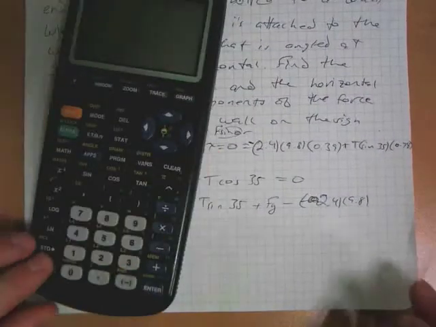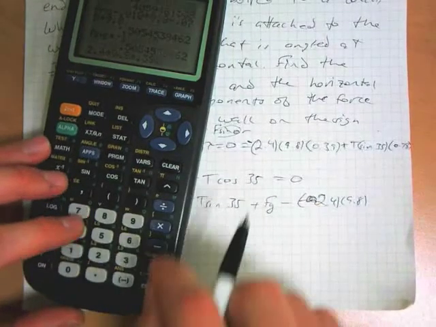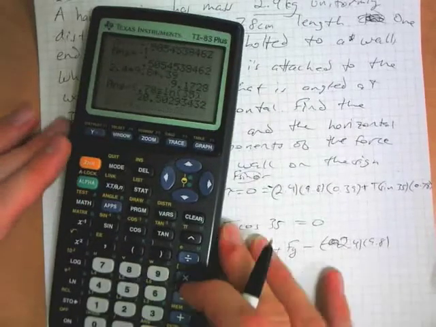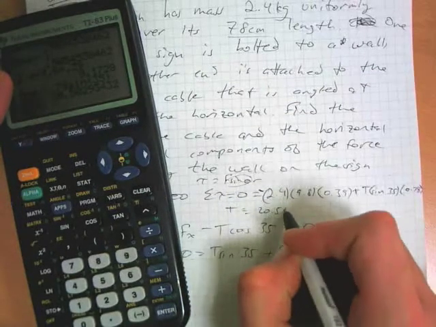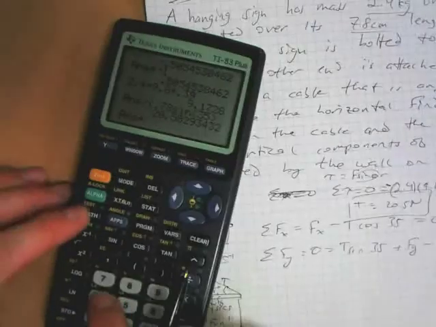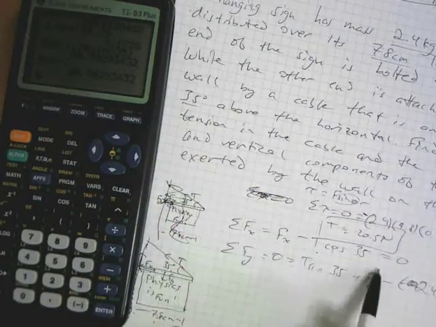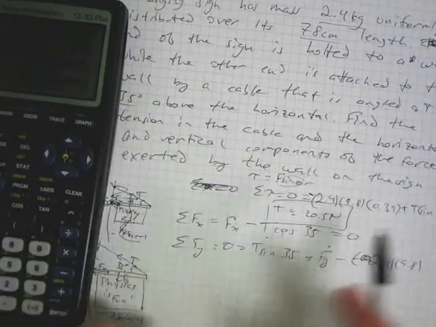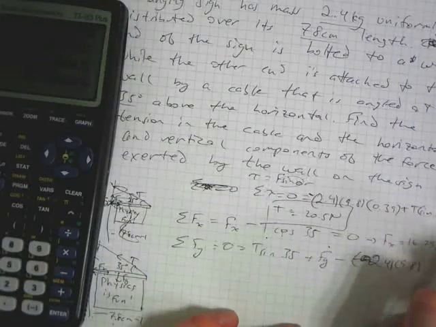When we move this over, it becomes positive. 2.4 times 9.8 times 0.39 divided by 0.78 sine 35 gives us that our tension is 20.5-ish newtons. And then I'll store that as T, because I'm going to need to use it twice, and plug it into here. We just get the x component of the force exerted by the wall is just T cosine 35, which I can punch in to get that. It is 16.795, whatever, newtons.